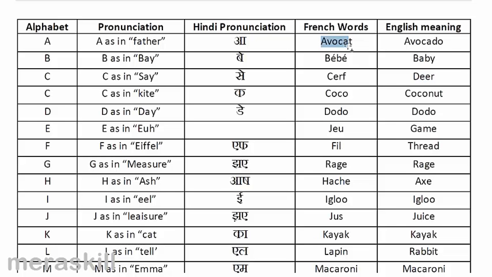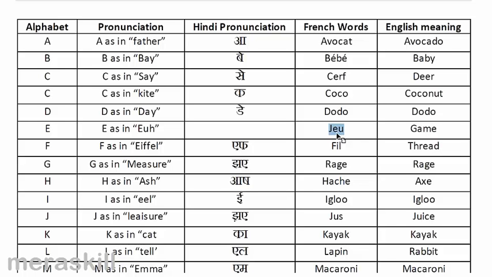Avocat, bébé, cerf, coco. D is pronounced de, dodo, which is the animal dodo. Alphabet E is pronounced, yeah, it's a tough one. Here the example is je.